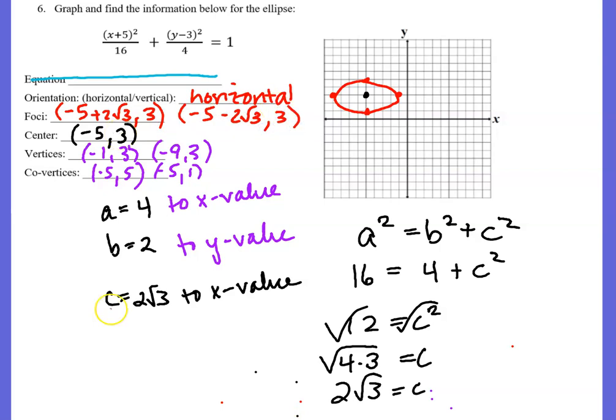So remember, your c value is going to go in the same direction as your a value. So if a changes the x value of the center to new values, then you're also changing the x for the foci. Okay?